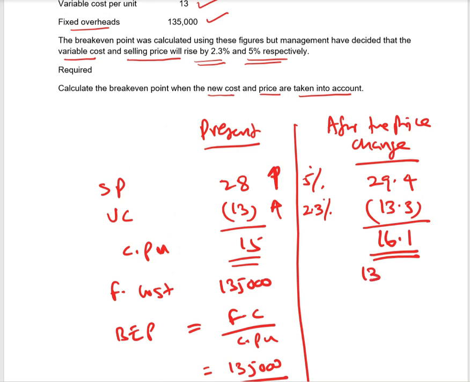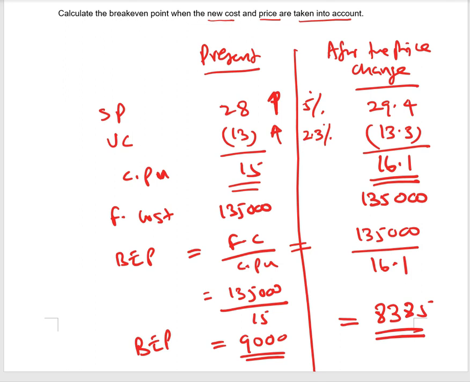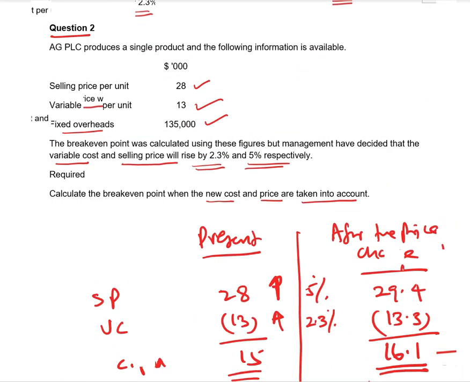Your fixed cost, there is no change in the fixed cost. Simply you take 135. So apply the same formula. So 135 is the fixed cost. Your contribution per unit is 16.1. So your break-even point will be 8,385. So this will be the answer for question number 2.